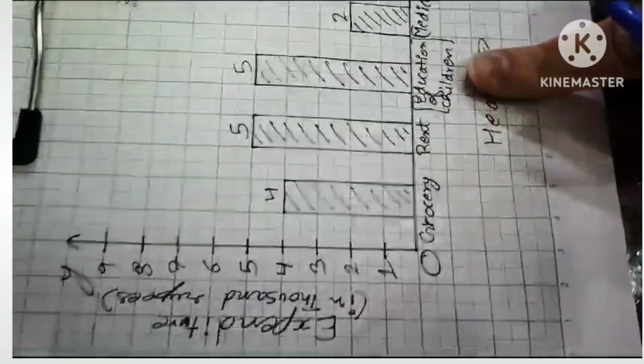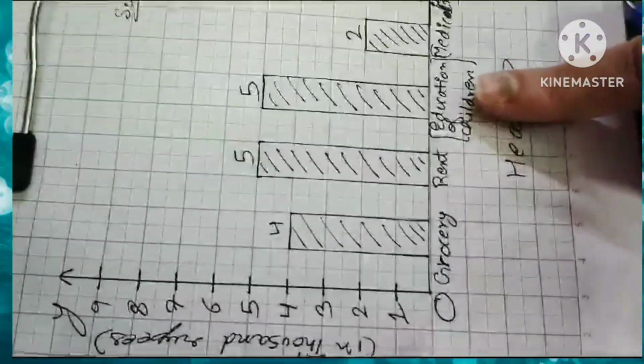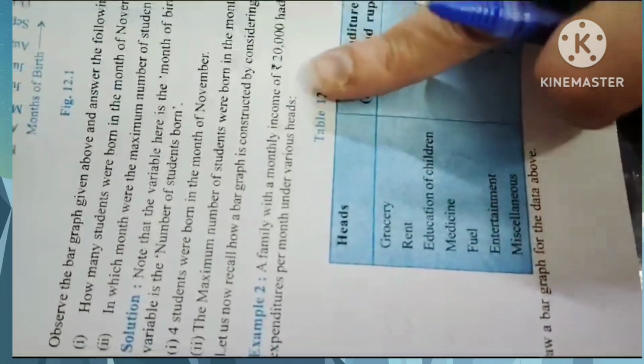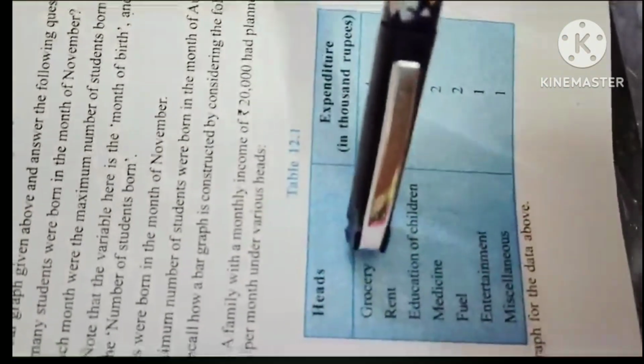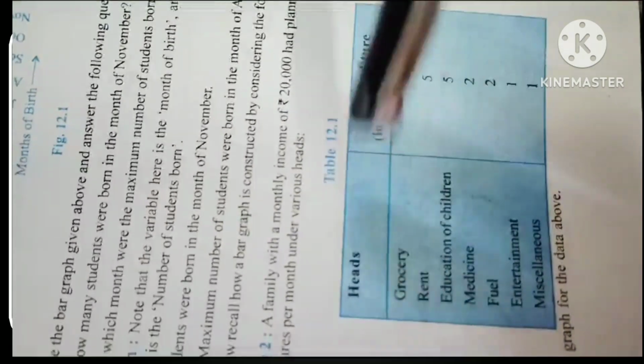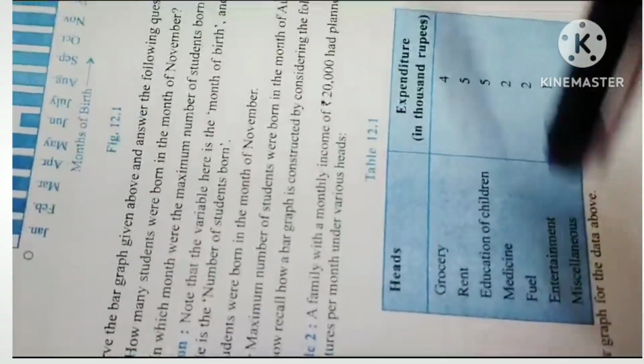Now this is an example of a bar graph. In this, the question is: a family with a monthly income of rupees 20,000 had planned the following expenditure per month under various heads. This table is given to you. Heads is grocery and expenditure in 1000 rupees. Grocery 4,000 rupees. Rent 5,000 rupees. Education of children 5,000. Medicine 2,000 rupees. Fuel 2,000. Entertainment 1,000. Miscellaneous 1,000. Draw a bar graph for the above data.